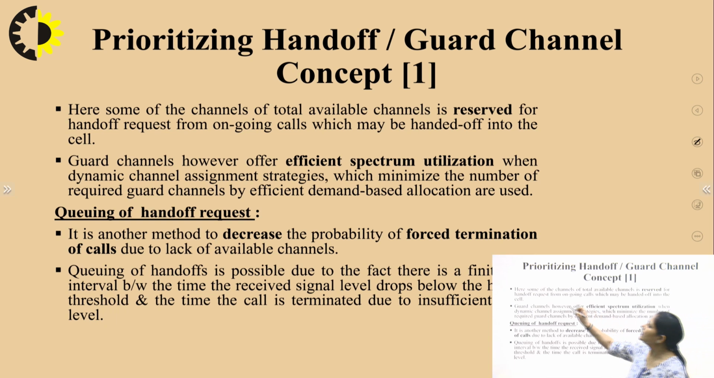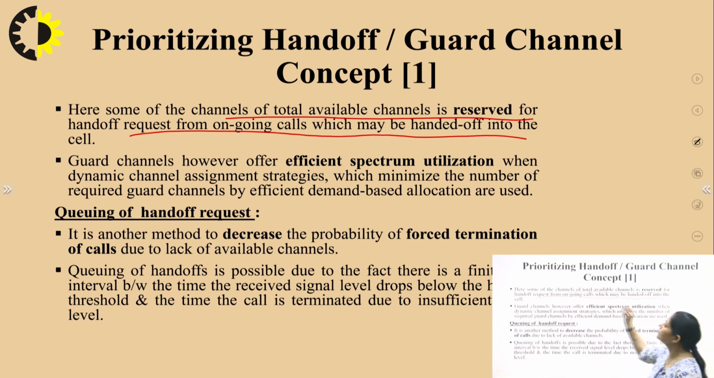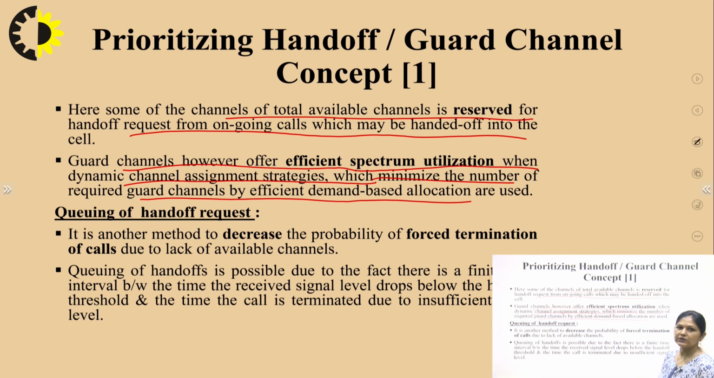Some of the channels of the total available channels are reserved for handoff requests from ongoing calls which may be handed off into the cell. Guard channels, however, offer efficient spectrum utilization when dynamic channel assignment strategies are used, which minimize the number of required guard channels by efficient demand-based allocation. Because when the spectrum is being divided, some of the spectrum will be kept for guard band channels. Another is the queuing of handoff requests.